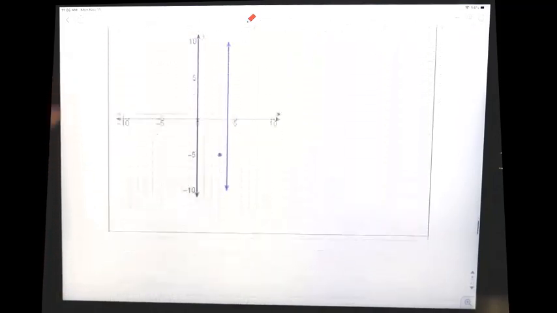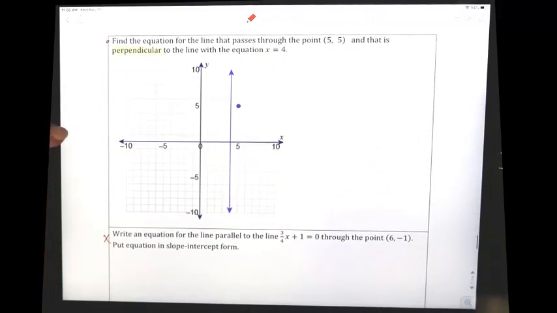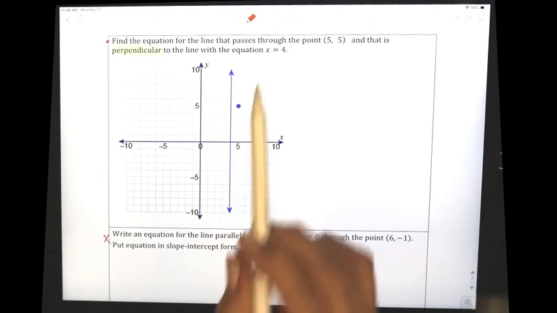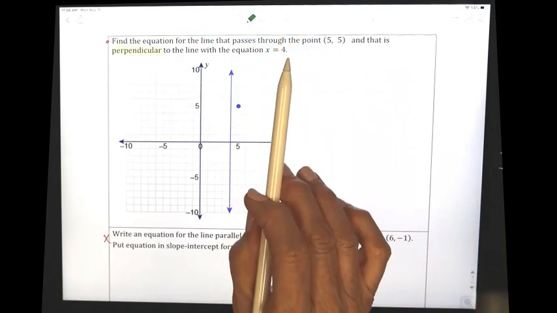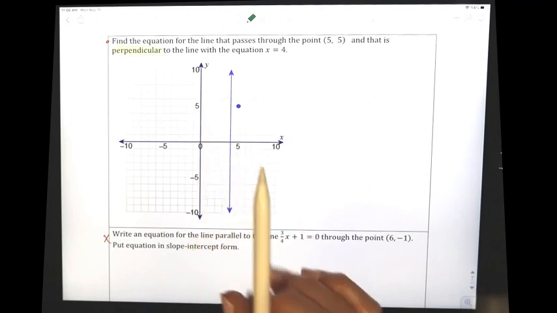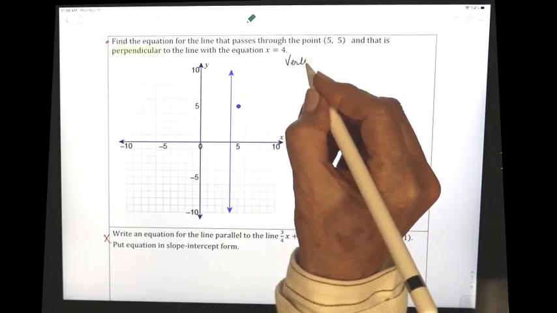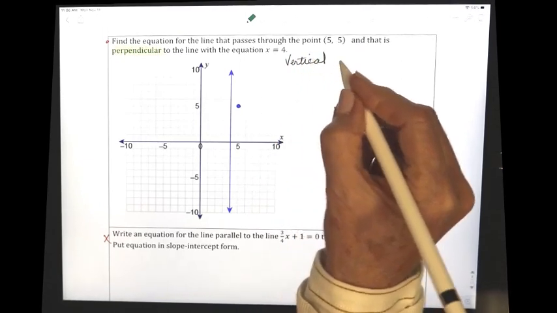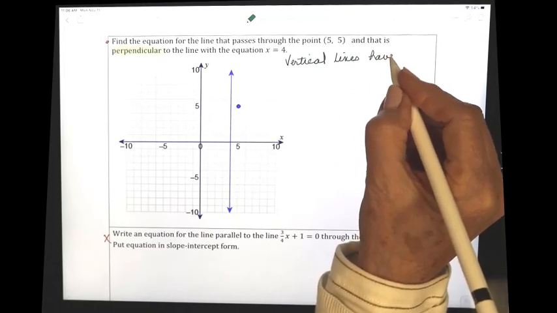Let me skip this next example and scroll down, and let's take a look at things that are perpendicular. And this is also special because I'm dealing with a vertical line here. So a couple of things to refresh your memory on. X equals 4 is the equation, and you can see that that graphs here as a vertical line. Remember the slope of all vertical lines are undefined.